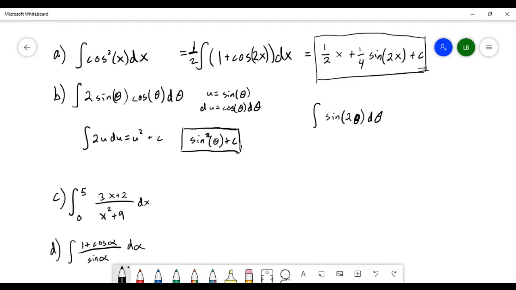So these two integrals are exactly the same. But then when we integrate sine 2 theta, we get negative 1/2 cosine 2 theta plus c. So this is actually a second possible answer for our integral. And I just thought that was pretty neat, so I figured I'd show you guys. Of course, if you had initial conditions, you would end up coming out with the same result either way.